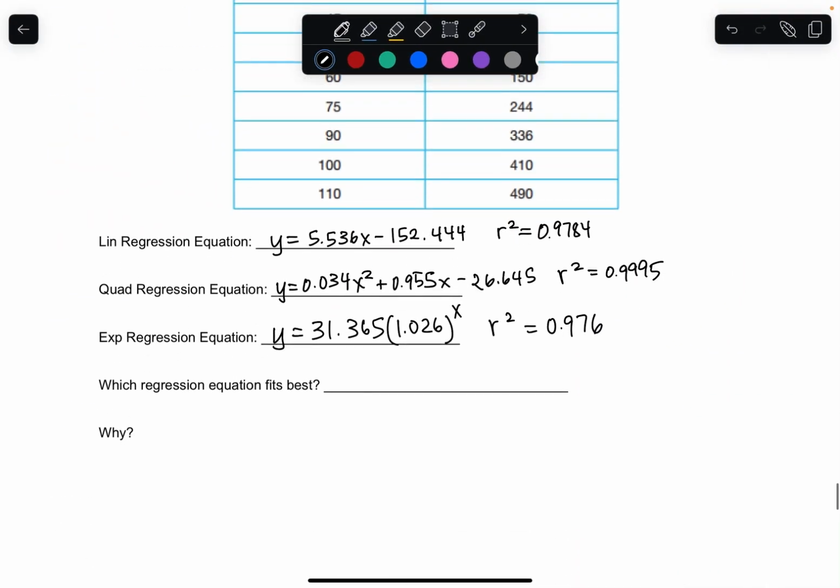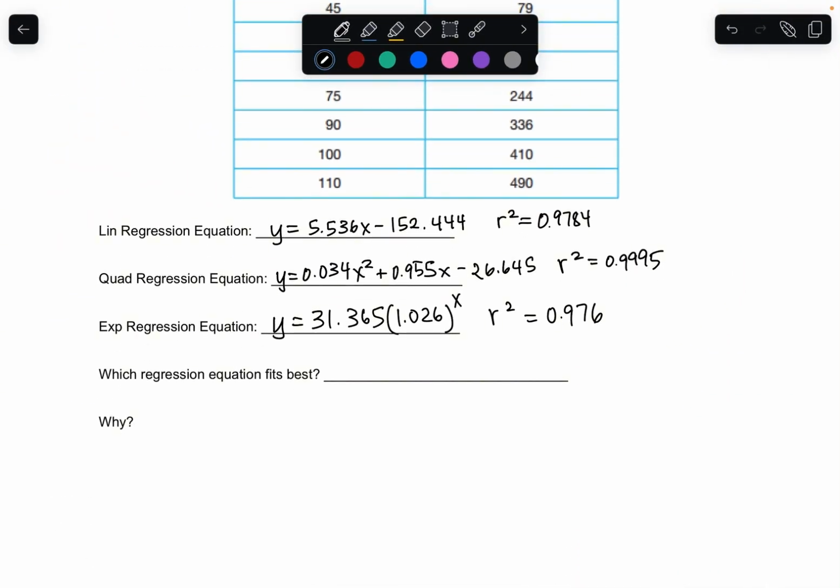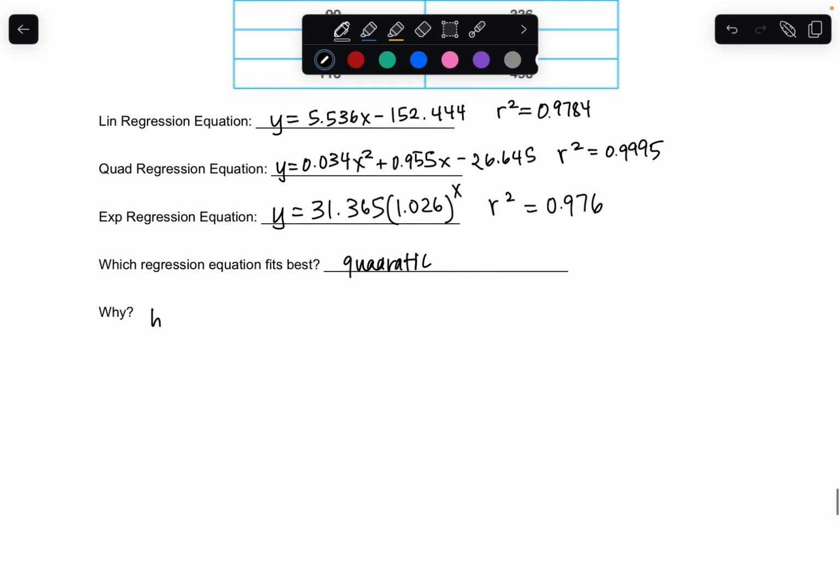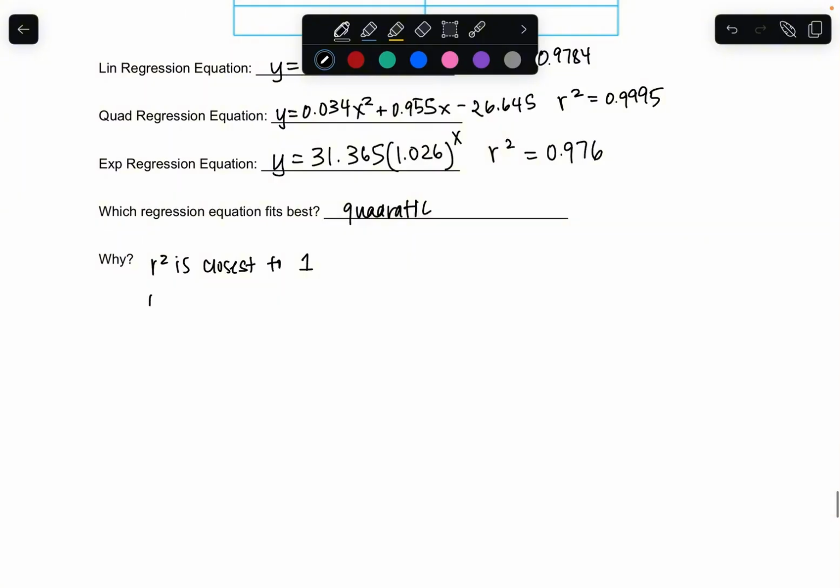Okay, and so if we're picking the regression equation, we would choose quadratic. For a couple reasons: it has the highest r squared value, or closest r squared value to 1. And then also the model or graph goes through most of the points.